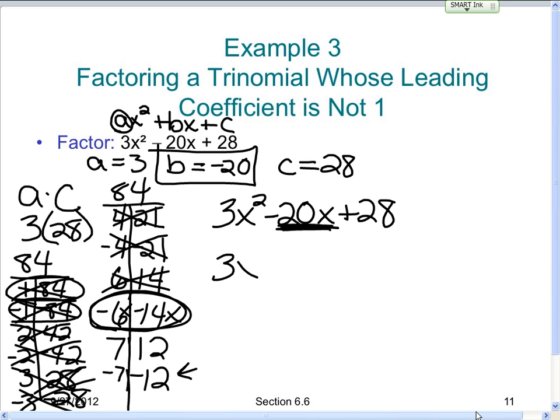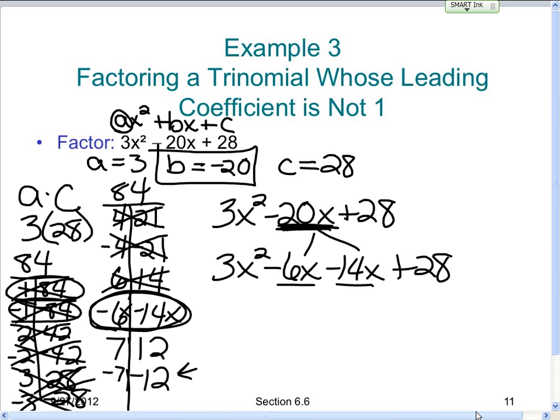So I still have my 3x squared, but instead of negative 20x, I'm going to write that as negative 6x minus 14x, and I still have my plus 28. Now, if I were to add these together, I should get my negative 20. I don't want to add them together because I just got done unadding them, but if I did, I should get the negative 20.